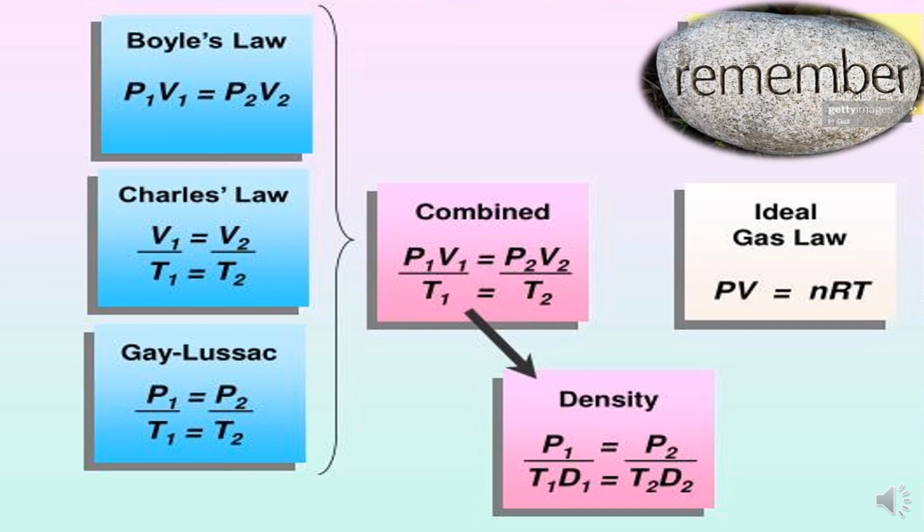In place of volume, if we are to use density, then since volume is inversely related to density, in terms of density we can also use P1 over T1 D1 is equal to P2 over T2 D2.